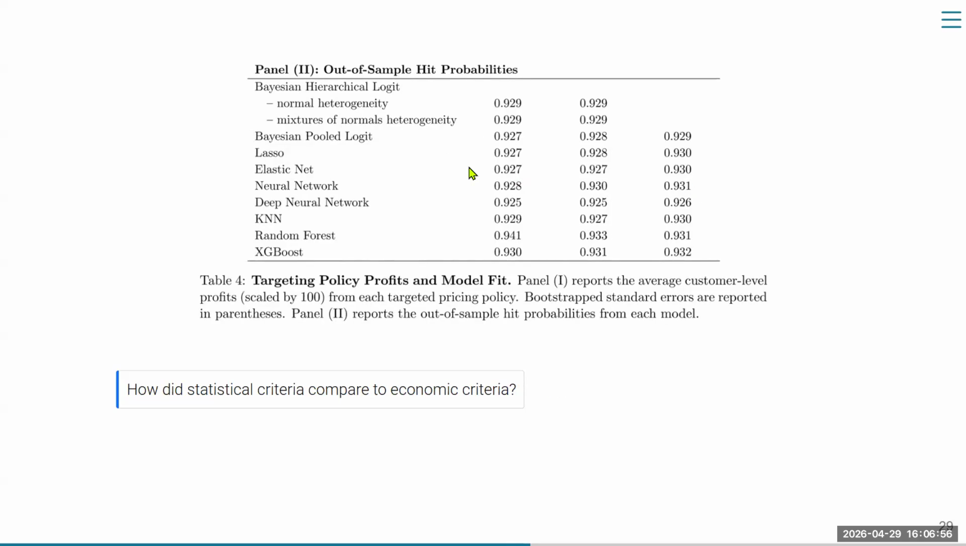In contrast, if we were to evaluate the hit probabilities, we would not see the same differences. We would see some of the machine learning frameworks outperforming some of the choice models. And the differences would be much more muted overall.